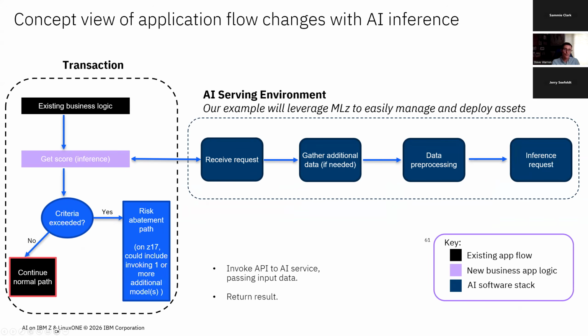It's going to say if the score is greater than such and such a value, I'm going to take the risk abatement path, which maybe could be invoking another model. Or it could be no, just going to fail it. Or everything looks good, continue on my normal path. So this is infusing into that.